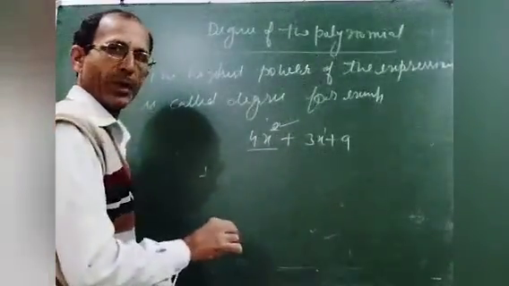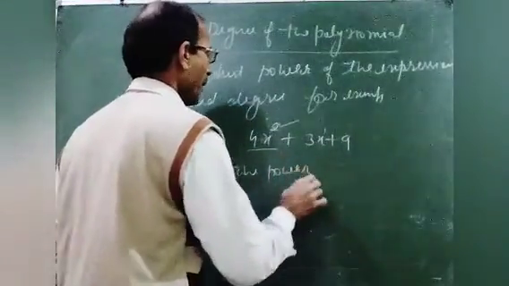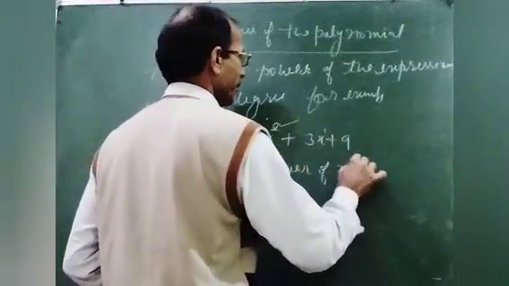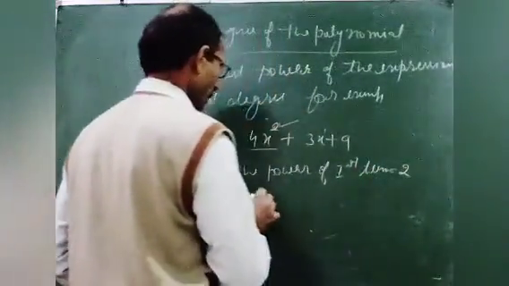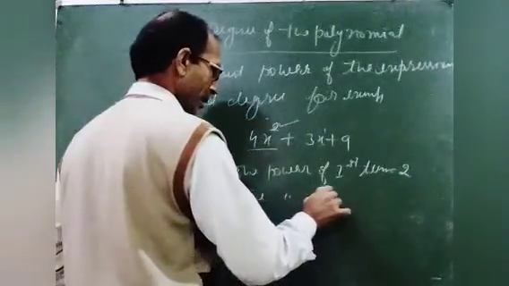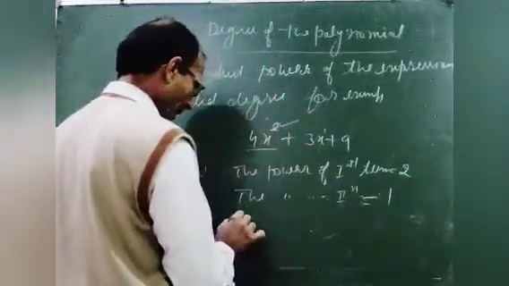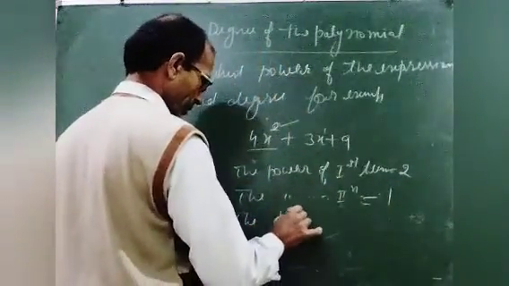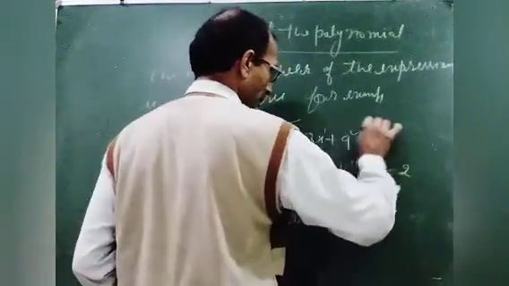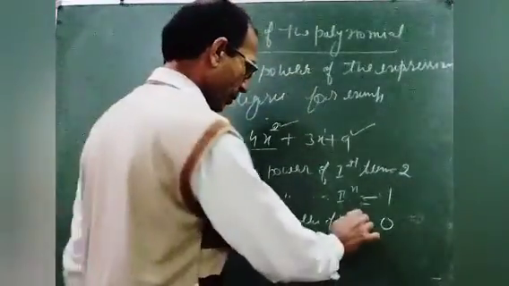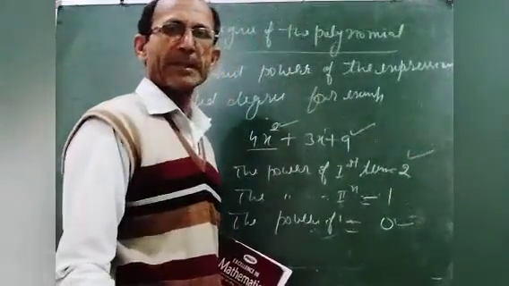The power of the first term is 2. The power of the second term is 1. The power of the third term is 0, because this is a constant term, there is no variable, so the power is 0. The highest power is 2, it means this is the degree.